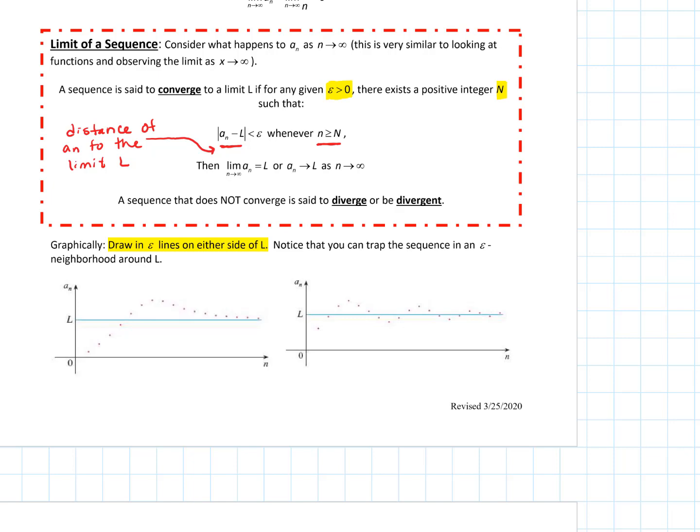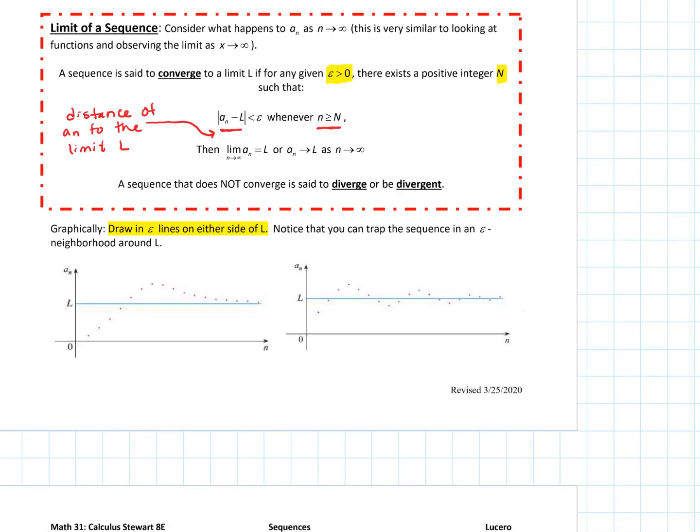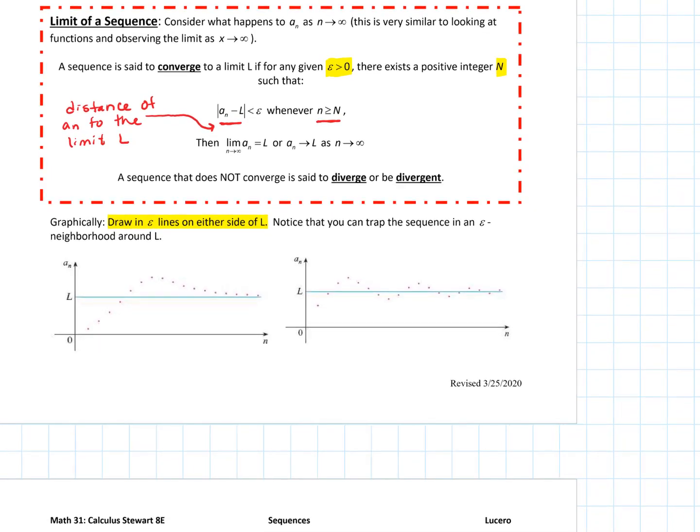So that's basically, if we go all the way back into how we defined limits back in Calc 1, thinking of an epsilon neighborhood around a function as it approaches a limit. That's what we're doing right here too. So if we actually think about creating an epsilon neighborhood for our sequences, here's a couple of little graphs of sequences approaching limits.